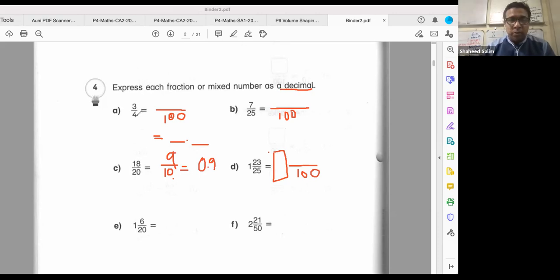So we go for the first one. This one times by 25. Times by 25, 75 here. So this is 0.75. Now here times 4, 28.